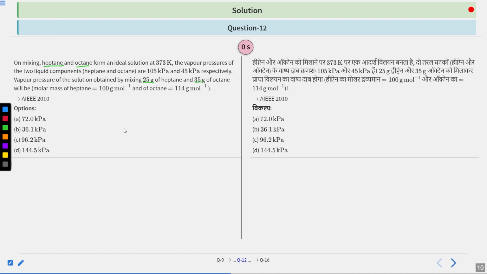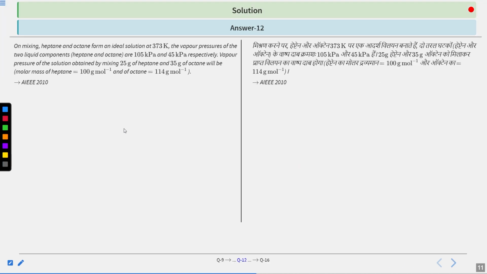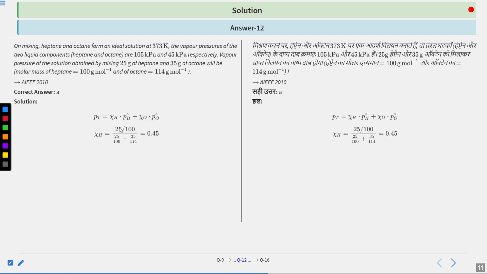Your time is up. Let us see the solution. For those who have solved, the correct answer is A. So we know that P_t equals chi_h P naught h plus chi_o P naught o. Using Dalton's law of partial pressure, we can write the total pressure in terms of heptane and octane. And for them, we have used Raoult's law to write their respective vapor pressures in terms of the pure components.